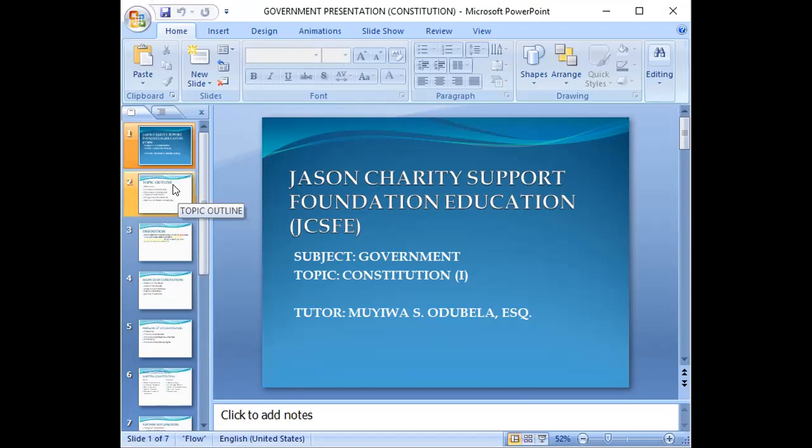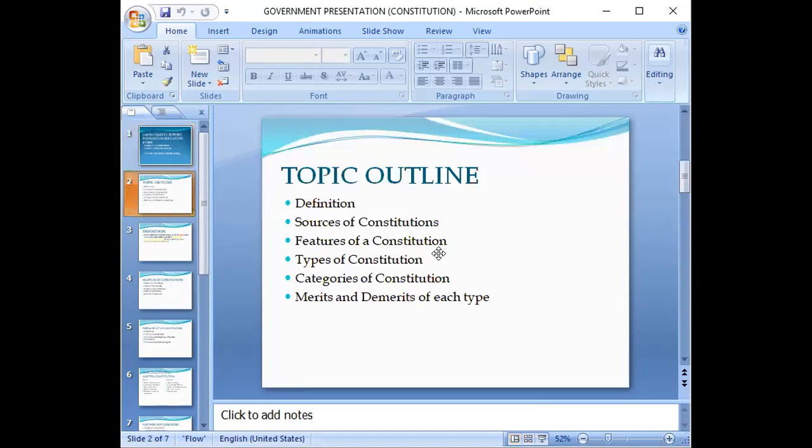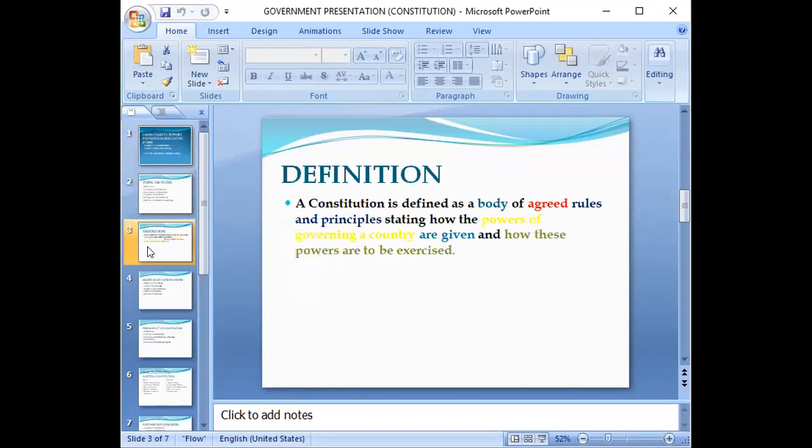So yes, let's move. For today, we'll be talking about the definition of government, definition of constitution, sources of constitutions, feature of a constitution, types of constitution, categories of constitution, merit and demerit of each type of constitution. And starting with the definition, we'll see that this particular definition has been highlighted to different parts so that we can pay attention and understand it in depth.